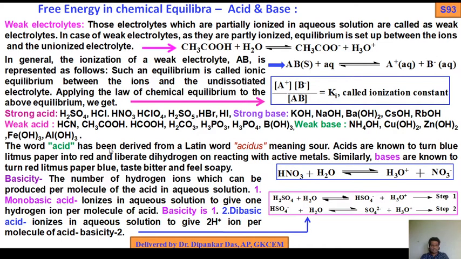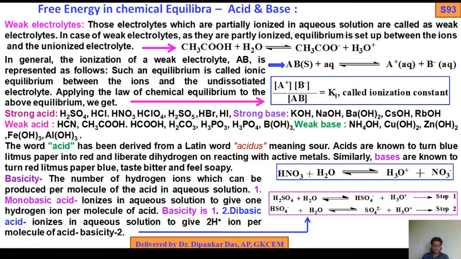Now another term: strong acid, strong base, weak acid, weak base. Strong acids: H2SO4, HCl, HNO3, HClO4, HBr, HI, which give H+ protons. Strong bases: KOH, NaOH, barium hydroxide, cesium hydroxide, rubidium hydroxide. Similarly, weak acids: HCN, acetic acid, formic acid, carbonic acid, phosphorous acid, phosphoric acid, boric acid, H3BO3. Weak bases: ammonium hydroxide, copper hydroxide, zinc hydroxide, ferric hydroxide, aluminum hydroxide. So these are the strong and weak acids and bases.